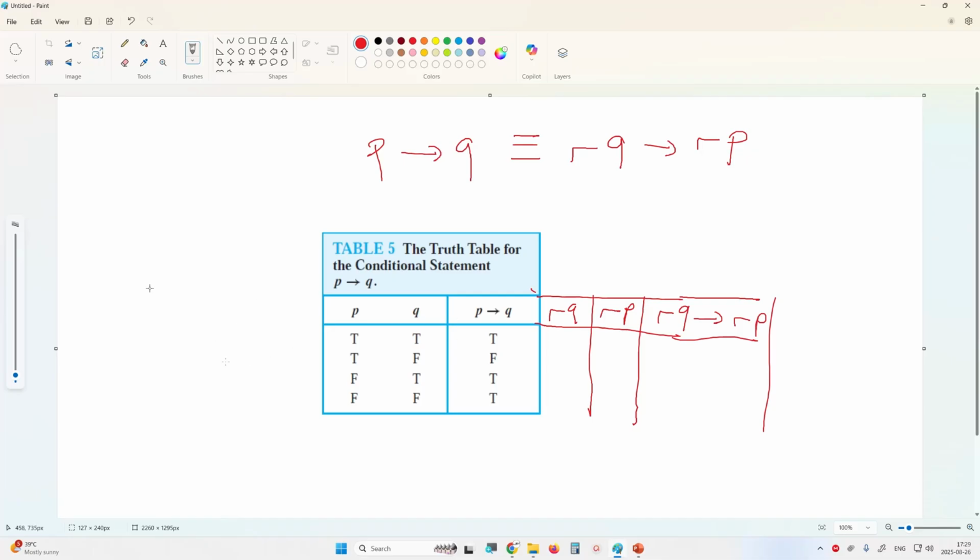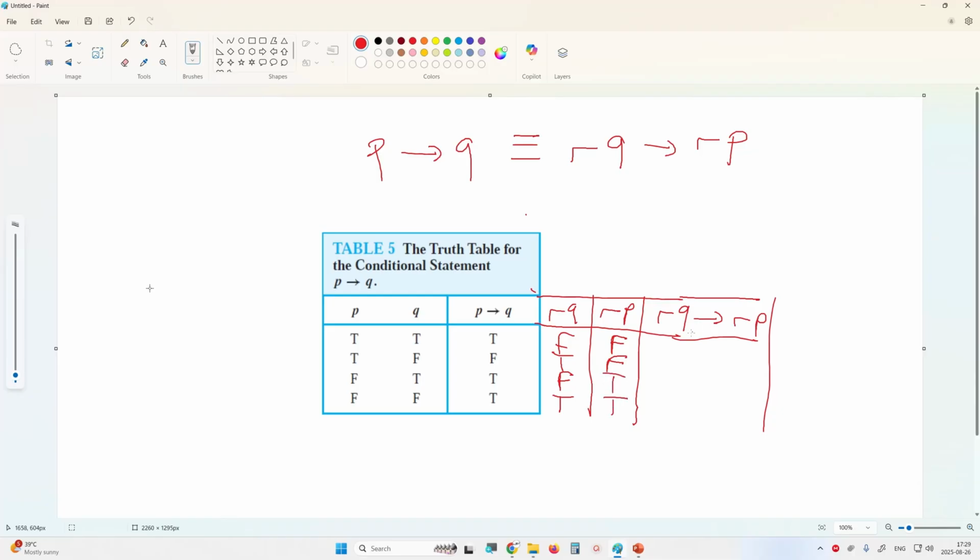Okay, so not Q here. Every time it's T, I'm just going to make it false. Every time it's false, I'm going to make it true. I will try to stay on the same rows so I'm not making something confusing. This is just the opposite of whatever I see here. Same thing with the P. Whatever is true, I'm going to make false, and then true, true.